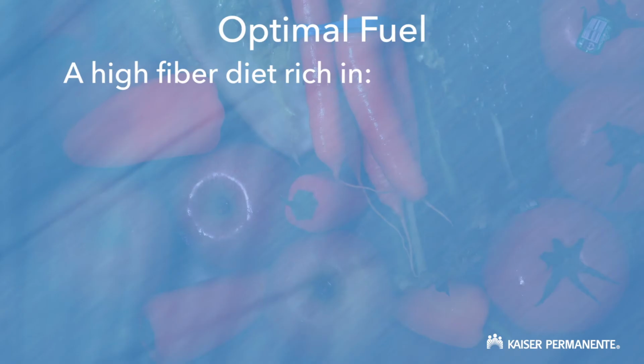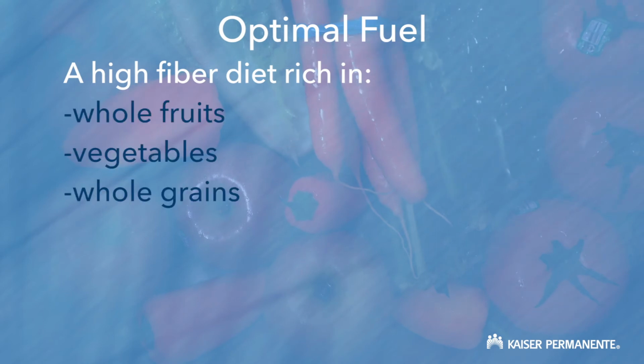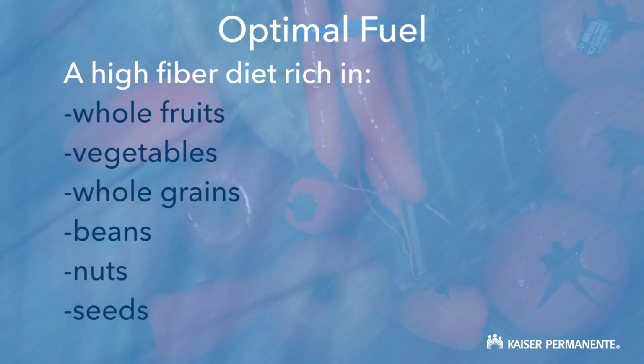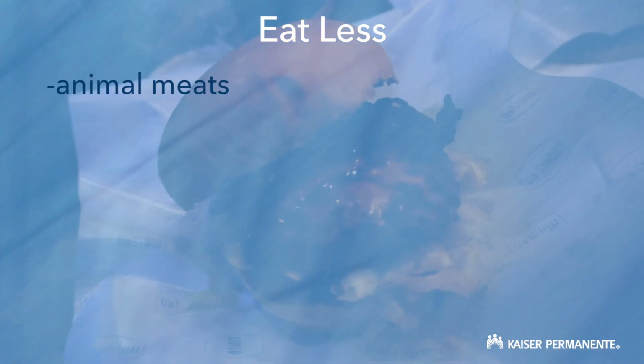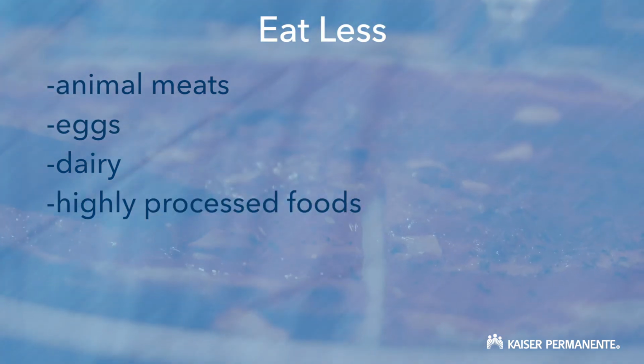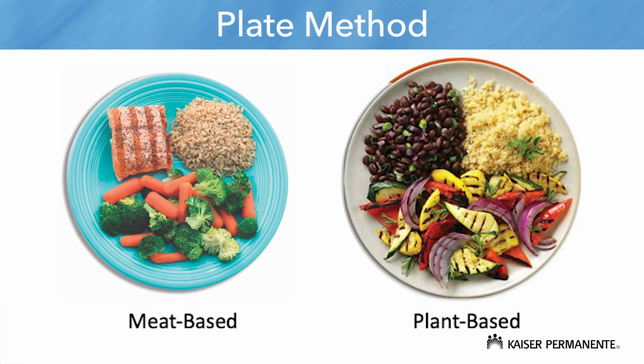The optimal fuel, especially for those with fatty liver disease, is a high-fiber diet rich in whole fruits, vegetables, whole grains, beans, nuts, and seeds. Items such as animal meats, eggs, dairy, and highly processed foods should be kept to 1/4 of your plate if using the plate method, or mostly avoided for best health outcomes. For how much fuel, you can calculate an estimate of your caloric needs by using your weight and activity level with calculators offered online or by working closely with your doctor.